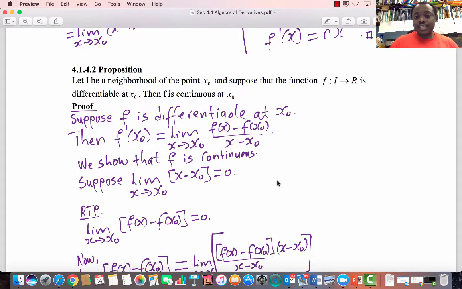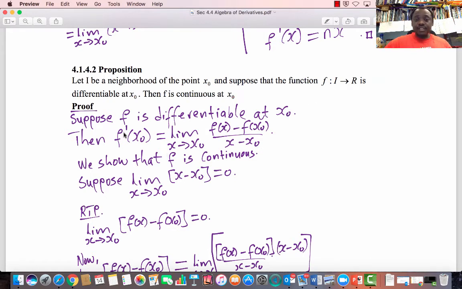Differentiability implies continuity, but continuity does not always imply differentiability. So let's go ahead and prove that if a function is differentiable at the point x naught, then it is also continuous at that point. Proof. Suppose f is differentiable at the point x naught in I.